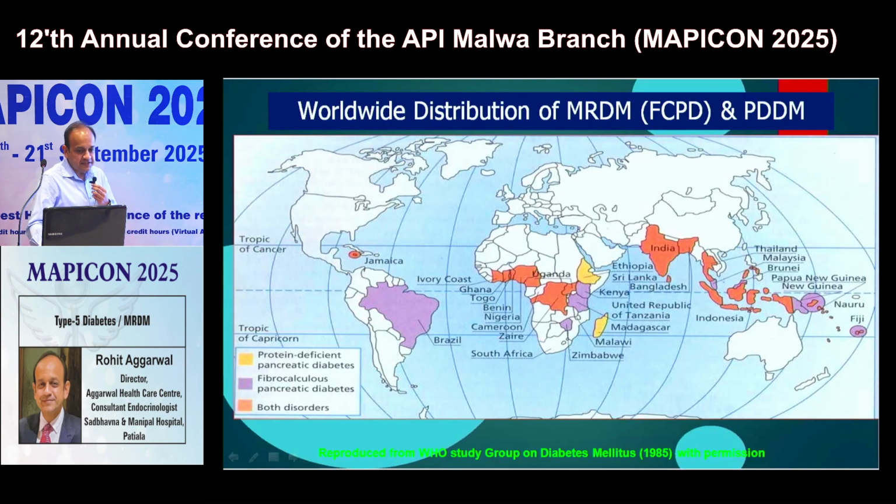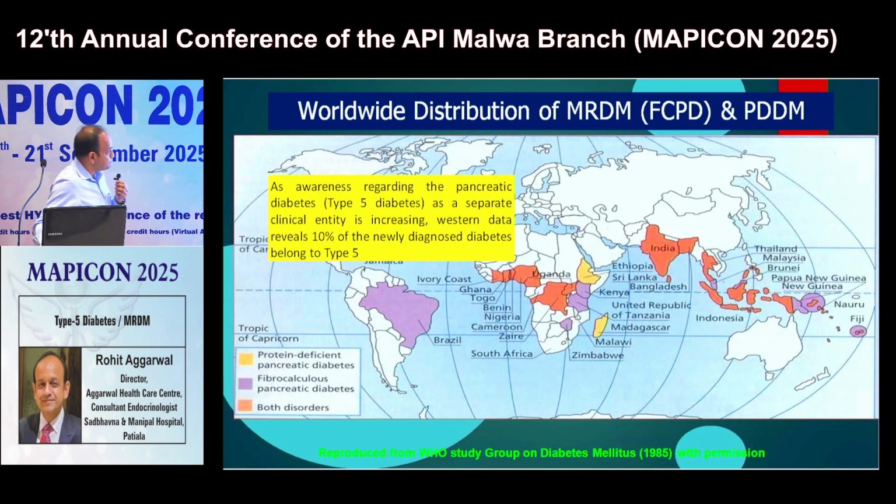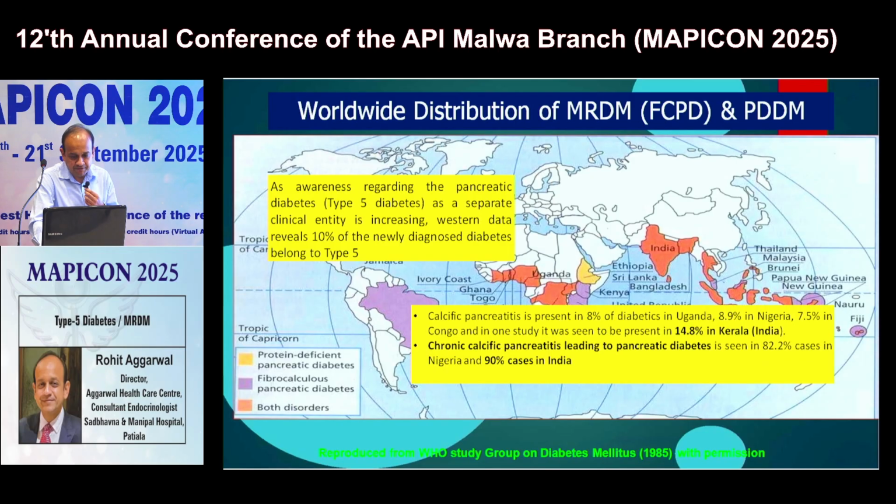So looking at the worldwide distribution, awareness regarding pancreatic diabetes as a separate entity is increasing. Western data reveals 10% of newly diagnosed diabetes belongs to type 5, and they say it could be calcific pancreatitis, present in 8% in Uganda and something like that. But in India, the caseload is slightly higher, but the maximum cases are from the African countries, mainly Jamaica, Togo, and the Caribbean countries.